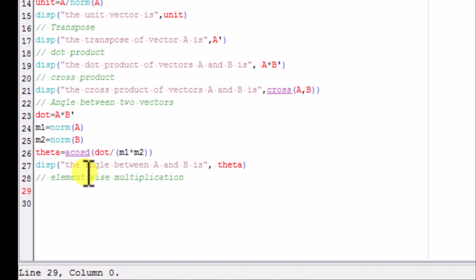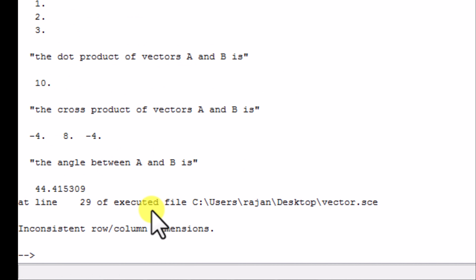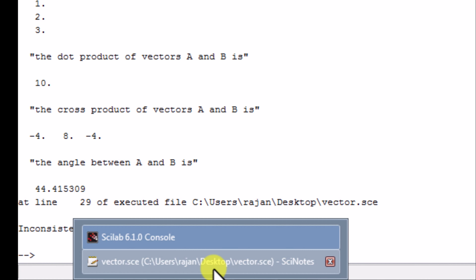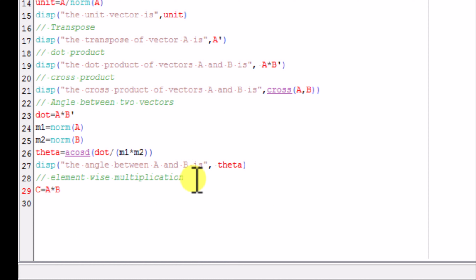Let us store this A star B, and let us see what will happen if we do only A star B. Since the matrix multiplication rule is not satisfied, this will give an error. Let us see. As you can see, we are getting the error: inconsistent row and column dimension. We are getting this because the matrix multiplication rule is not satisfied.